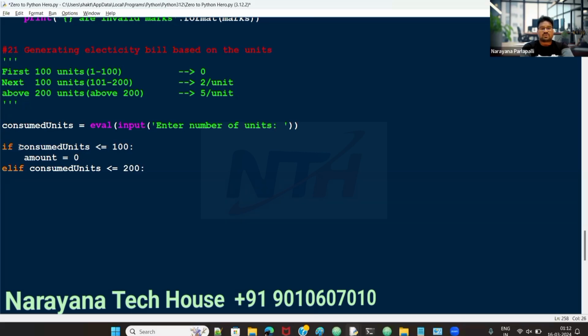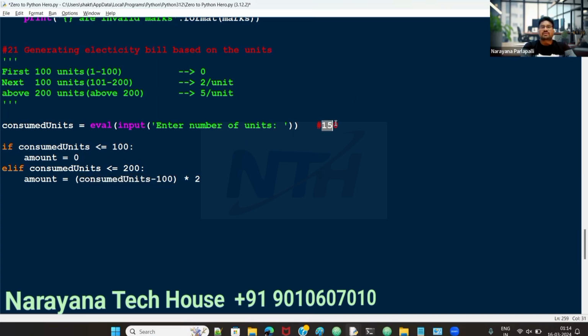Next, if consumed units is less than or equal to 200, then how much do you have to pay? The first 100 is free, and for 101 to 200 you have to calculate the amount. Suppose now 150 is there. The first 100 is free, and for the remaining 50 only we have to calculate 2 rupees per unit. That's why consumed units minus 100. First 100 I am deducting. How much remaining? 50 will be there. That 50 into 2 rupees, because per unit is 2 rupees only. That is the final amount.